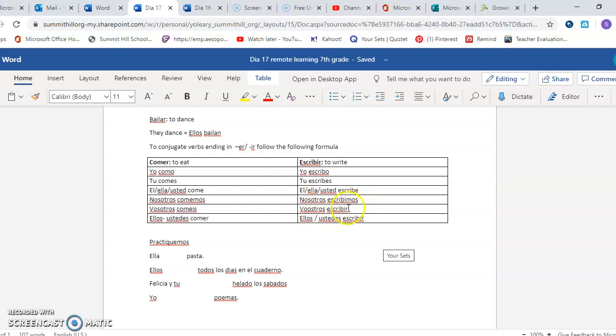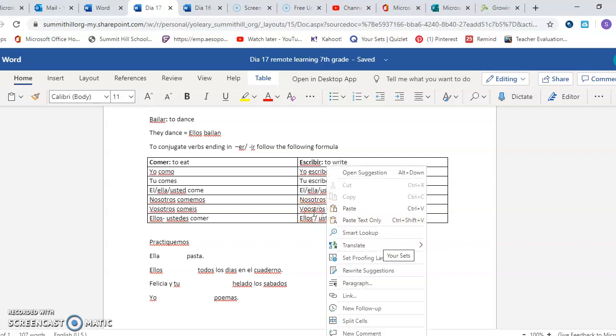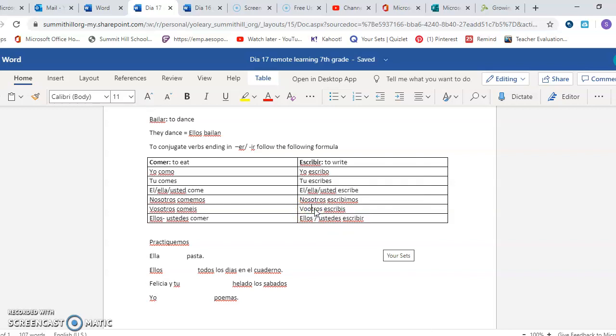And for escribir, you take away the IR ending and put IS. Vosotros escribís. Hold on, we're not using the vosotros form. And then ellos and ustedes, comer.